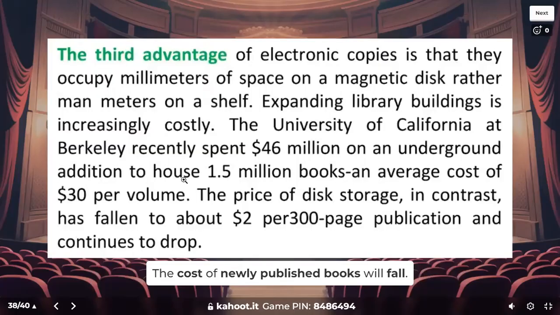Now the cost of newly published books, meaning the cost of what? The cost of books will fall. They are in the right order. We have the price. So the cost of newly published books will fall. I will give you 1 minute and then I will give you the question.